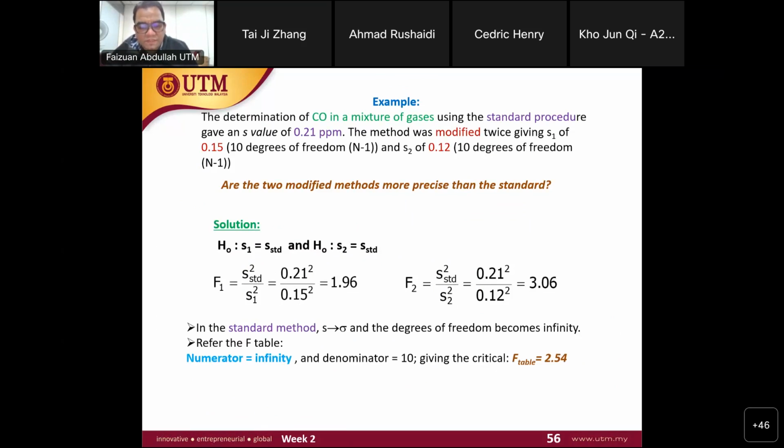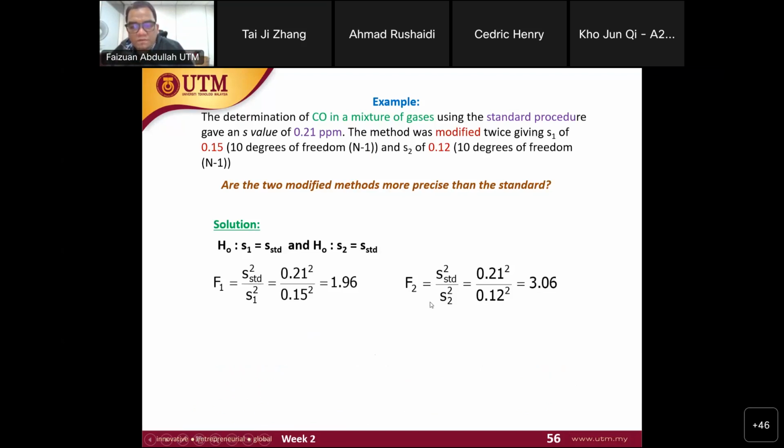Now, in the standard method, the standard deviation s becomes sigma and the degrees of freedom become infinity. Refer to the F table. So the numerator is equal to infinity and the denominator is equal to 10, giving the critical F table value of 2.54. How did they get it? Here, 10 degrees of freedom. So the F table value is 2.54.